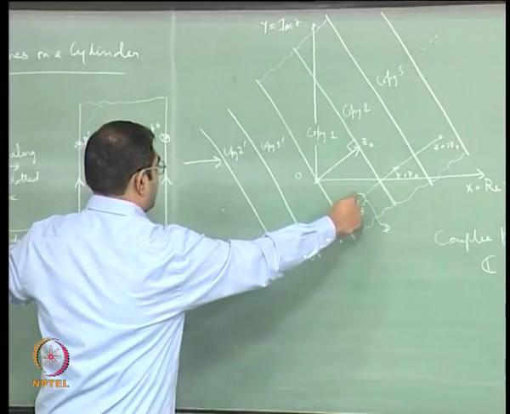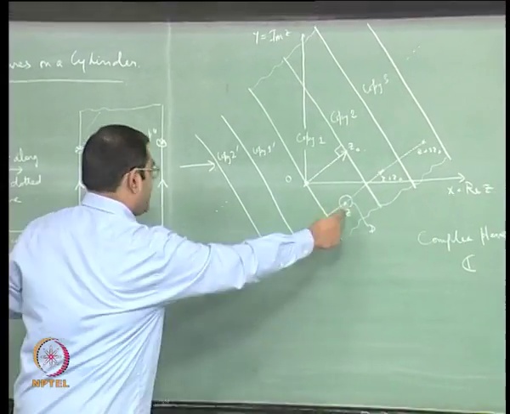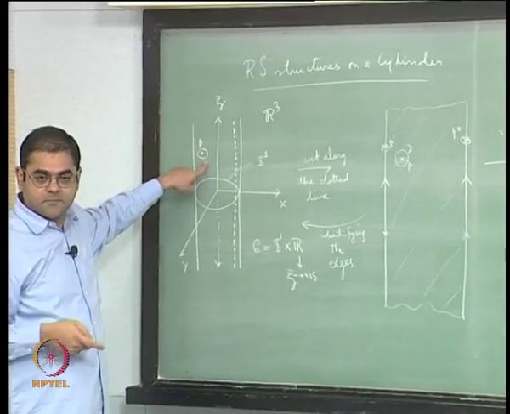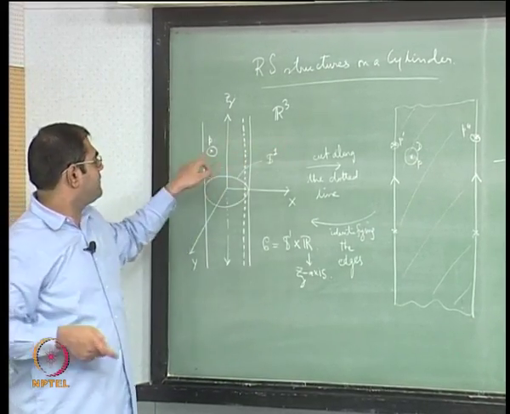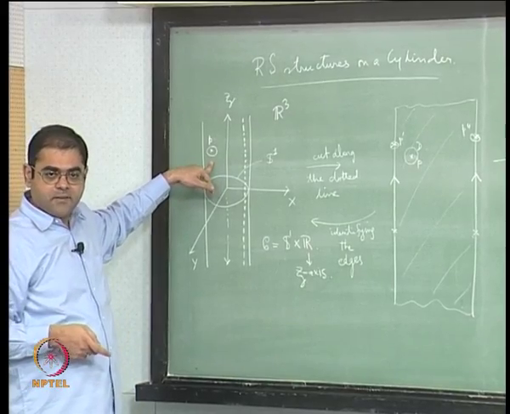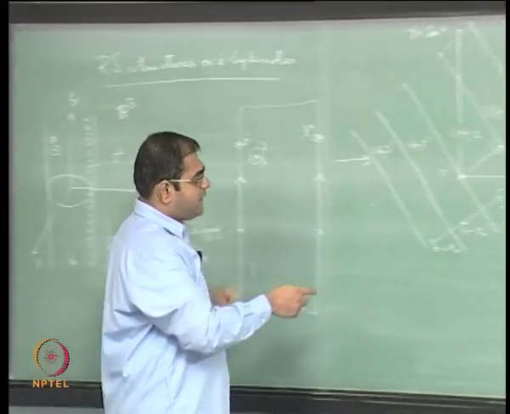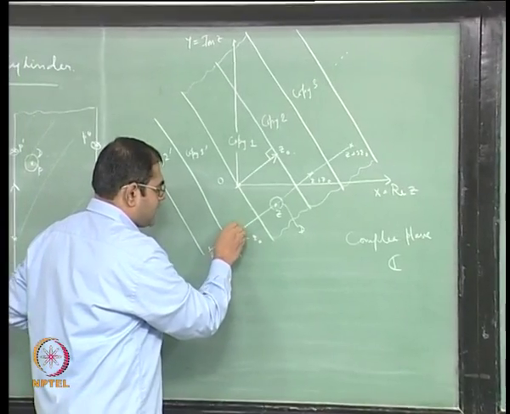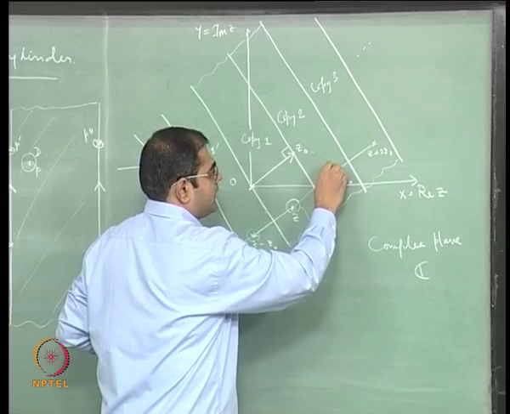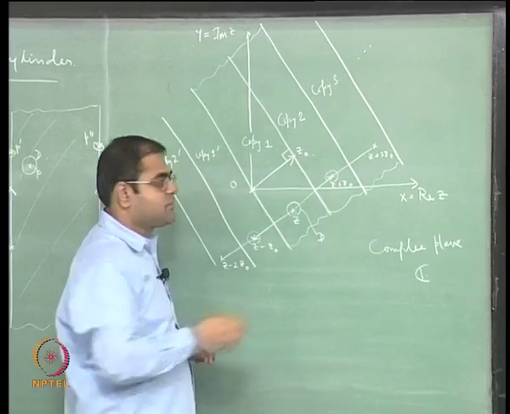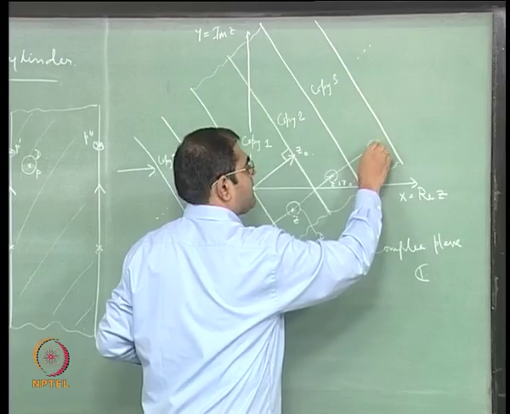So if I take a disk like this and I take its image, I am still going to get a disk here, a disk-like neighborhood, and if I take the inverse image of this, what I am going to get is all possible translates of this disk by integer multiples of z naught. So this is what I am going to get, okay.